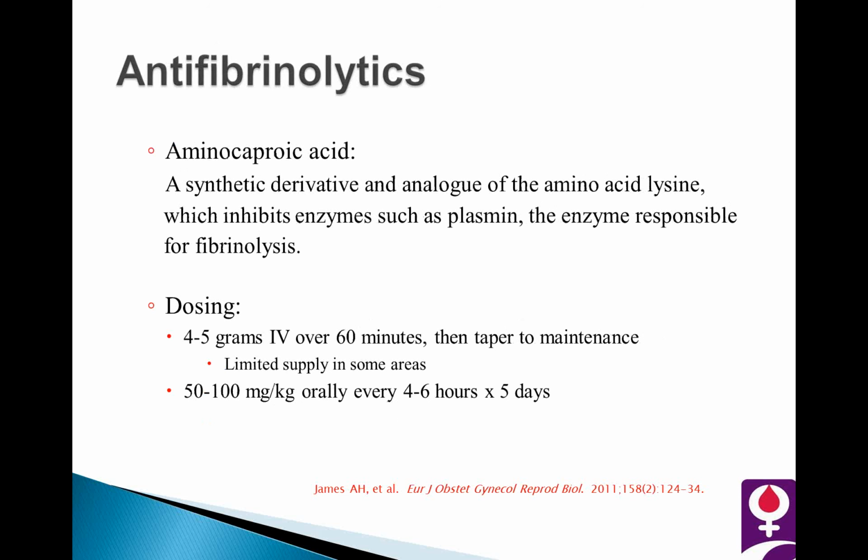In addition, aminocaproic acid is another option. This is also a synthetic derivative and analog of the amino acid lysine, which inhibits enzymes such as plasmin, the enzyme responsible for fibrinolysis. Dosing regimens determined to be effective include 4 to 5 grams IV over 60 minutes, then taper to maintenance. Again, we want to stress that in some areas there may be a limited supply, so check with your institution and your pharmacy. And then finally, an oral regimen is available as well, typically dosed at 50 to 100 milligrams per kilogram, orally every 4 to 6 hours for 5 days. There's some variation in this to some degree, and so it's a good idea to work with your hematologist since some patients have exceptions.